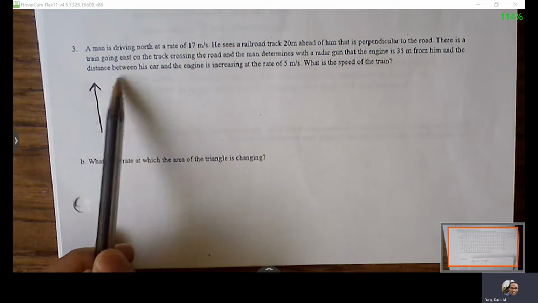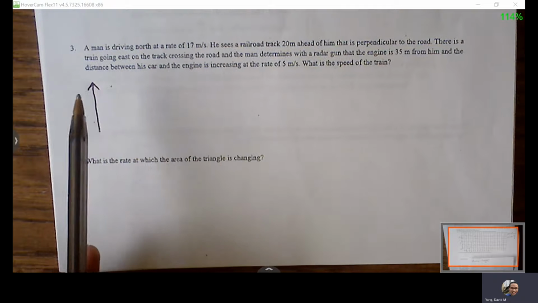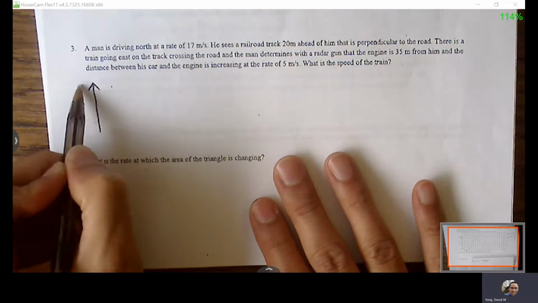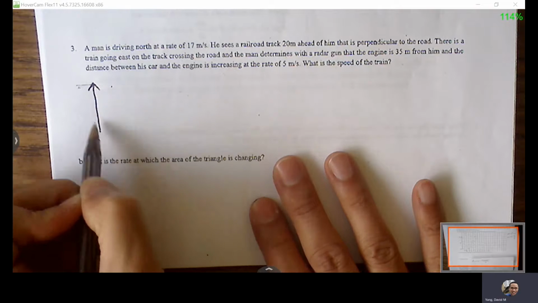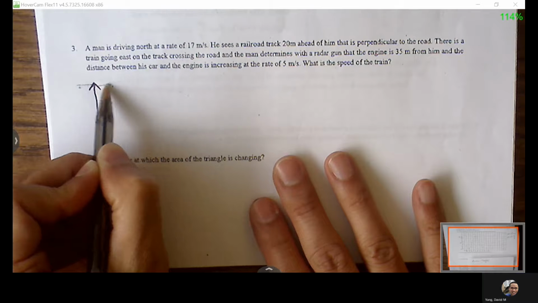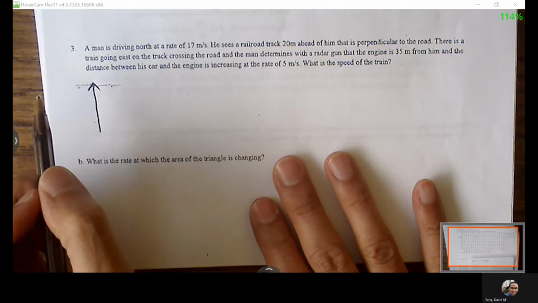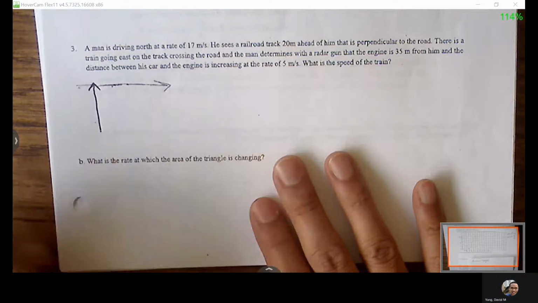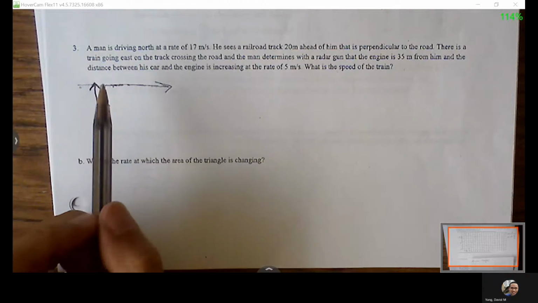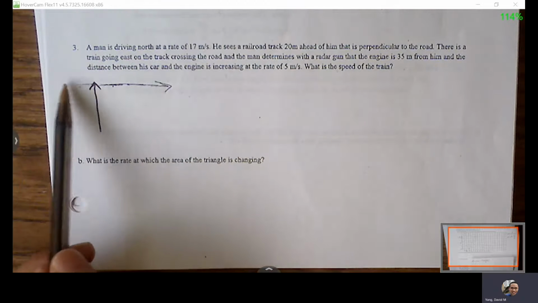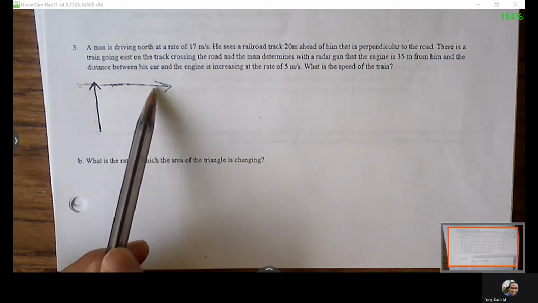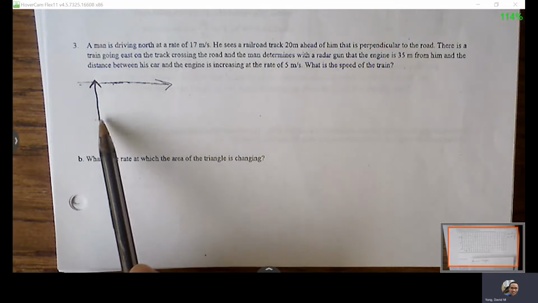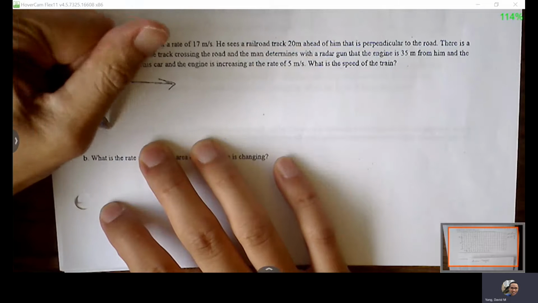On the track, crossing the road, and the man determines with the radar gun. So, got the railroad track here, and then while he's still looking ahead, the train has already passed. The train going east on the track crosses the intersection, and then he determines with the radar gun that the engine is 35 meters from him. So here's our right triangle.